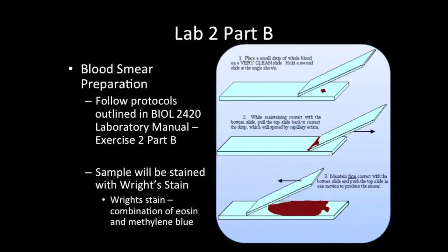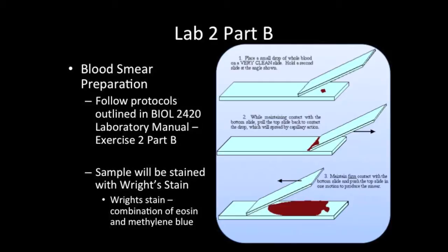Wright stain is a combination of eosin, which is an acidic dye, and methylene blue, a basic dye, dissolved in methyl alcohol. Eosin binds to structures that are positively charged or alkaline, such as hemoglobin and eosinophil granules, and stains them a red to red-orange color. Methylene blue, on the other hand, binds to negatively charged structures such as DNA and basophilic granules and stains them dark blue. Structures that are neutral stain a pale lilac.